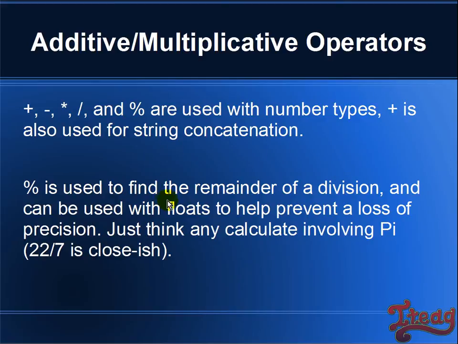And these can be used with floats. This would be for the intermediate. You can use these with float numbers to help prevent loss of precision. And of course, just think of any calculation involving pi. Eesh, pi. 22.7 is close-ish, but pi is just a wee bit under that. So 22 divided by 7, there's some poetry right there. Pi is not 22 divided by 7. It's close, but pi is a beast all of its own.